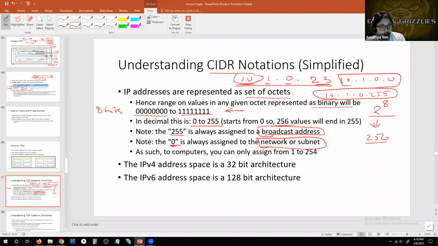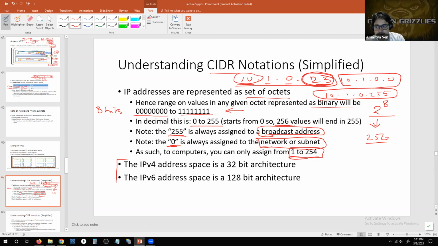So what this piece of knowledge translates to is that you can assign to a machine the IP addresses whose value ranges from 1 to 254. So we have to drop the 0 part and the 255 part at the very end. We are only talking about the last field of your IP address itself. That is something that you cannot use.